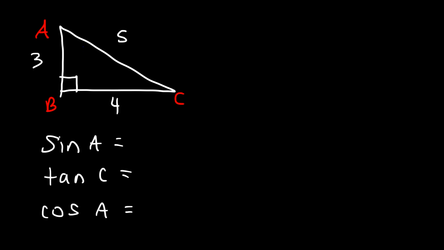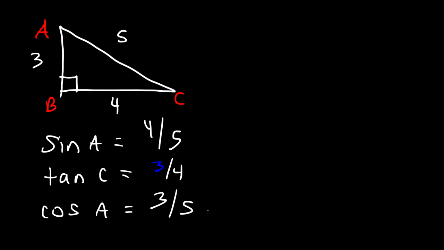So relative to A, opposite to A is 4, and the hypotenuse will be 5. So sine of A is going to be 4 divided by 5. Now relative to C, we know that tangent is opposite over adjacent. So opposite to C is 3, adjacent to it is 4. So tangent of C is going to be 3 over 4. Now cosine, adjacent to A is 3 and the hypotenuse is 5. So cosine A is going to be 3 over 5.